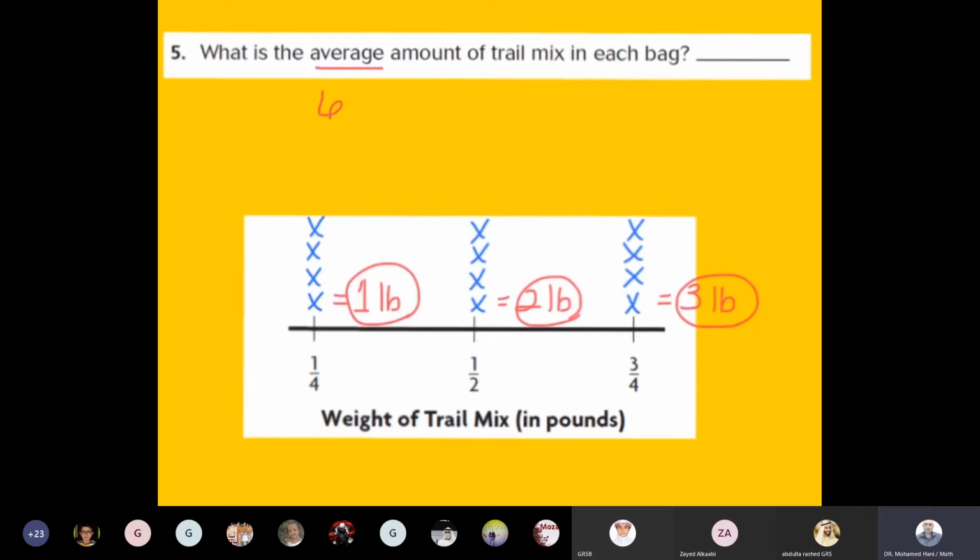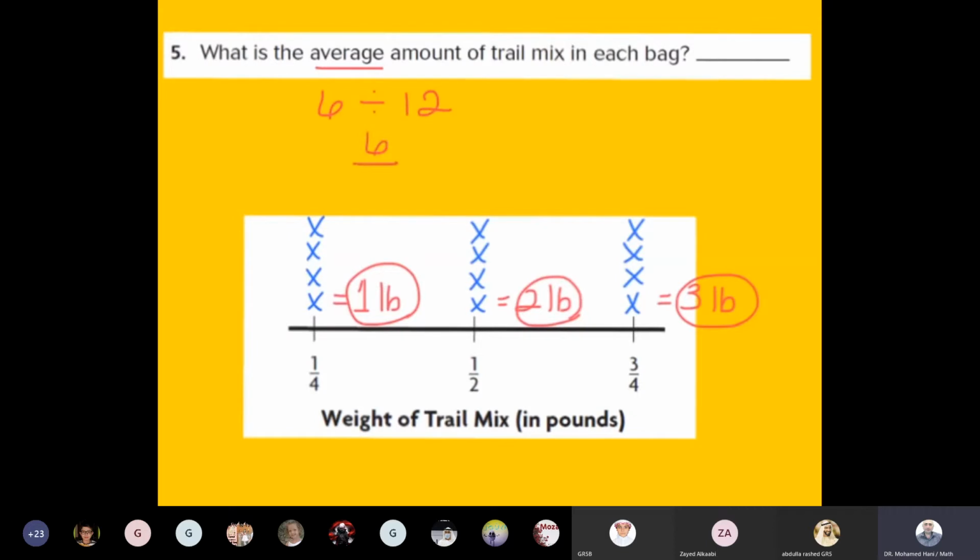So what I'm going to do is I'm going to come back to my line plot and I'm going to make a count of all of my X's. So there's 1, 2, 3, 4, 5, 6, 7, 8, 9, 10, 11, 12. So what I'm going to do is I'm going to take my 6 and I'm going to be dividing that by the 12 bags. So we have our 6 pounds divided by the 12 bags. Now, what I know that means is this. I can also write that in fraction form. So we have our 6, and remember that line can represent a fraction or also division.